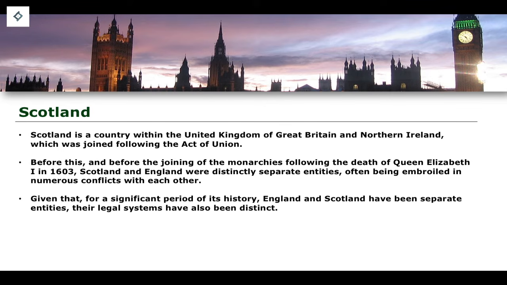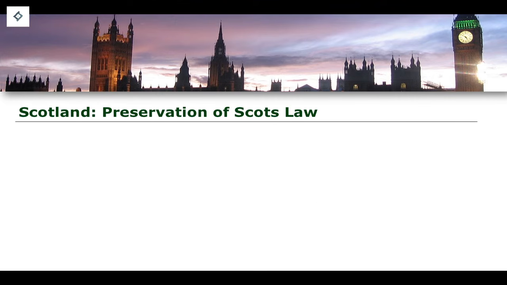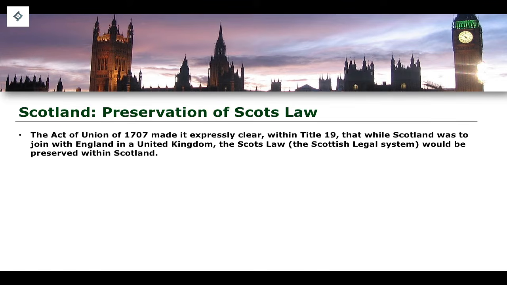But this does not answer the question as to why the legal systems are separate to this day. Because you could suggest that, with the Acts of Union, surely the legal systems would be merged together and develop in conjunction with each other. Well, one of the things that was very much cited and codified within the Act of Union is the preservation of Scots law. The Act of Union of 1707, within Title 19 specifically, noted that while Scotland was to join with England in a United Kingdom, in the establishment of Great Britain, Scots law, the Scottish legal system, would be preserved within Scotland.